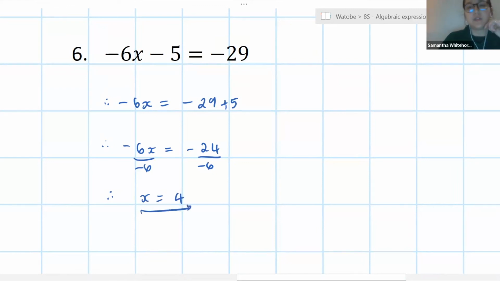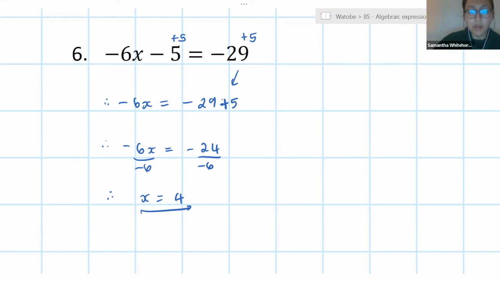Okay, so if I just need to run through this again, what we did was we used our inverse operations. So I added 5 on both sides. And as KM said, negative 29 plus 5, sorry, that's a plus. Plus 5 is negative 24. So then I had negative 6x equals negative 24. I want to get that x alone, so I needed to divide the left by negative 6. But what I do on one side, I must do on the other side. So I had to also divide the negative 24 by negative 6.